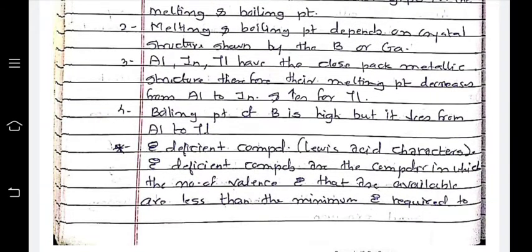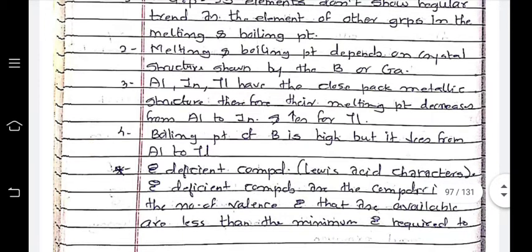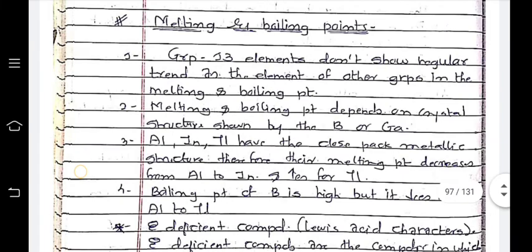Aluminium, indium, and thallium have the close packed metallic structure. Therefore, their melting point decreases from aluminum to indium and increases for thallium.